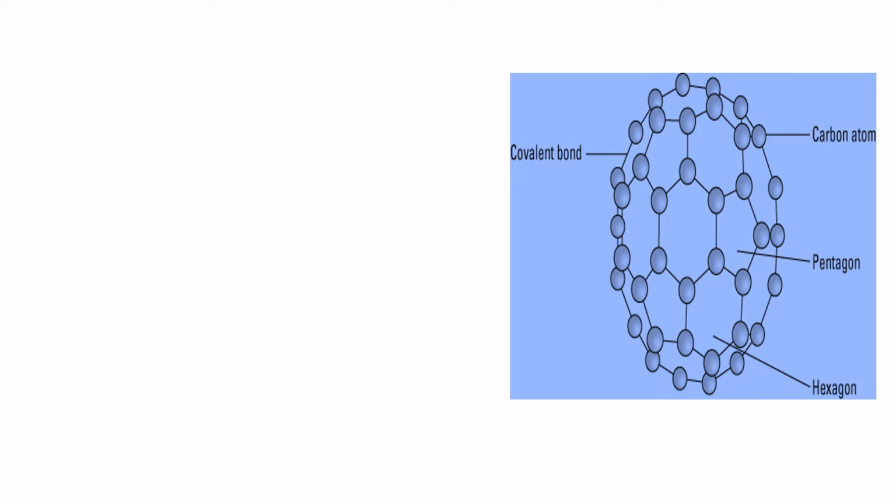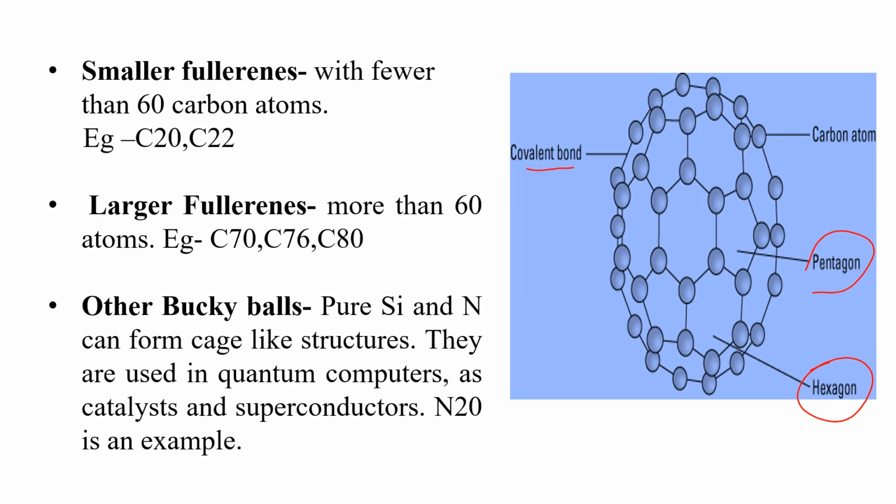The figure shows a fullerene in which carbon atoms are connected by covalent bonds to form pentagonal and hexagonal rings. There are many types of fullerenes. Smaller fullerenes are those having less than 60 carbon atoms, example C20. Larger fullerenes have more than 60 carbon atoms, example C80.